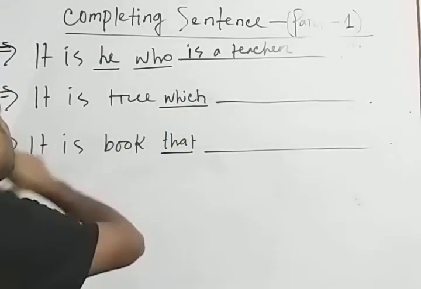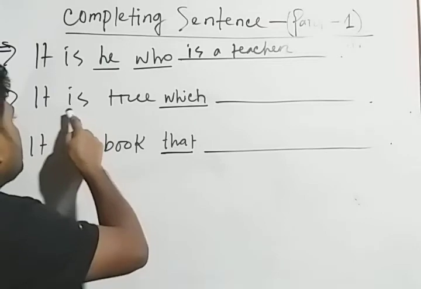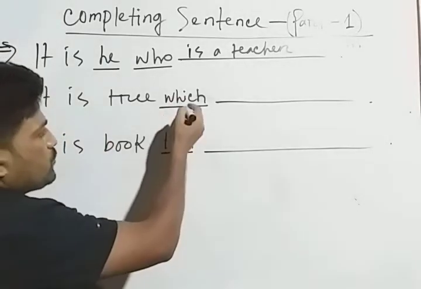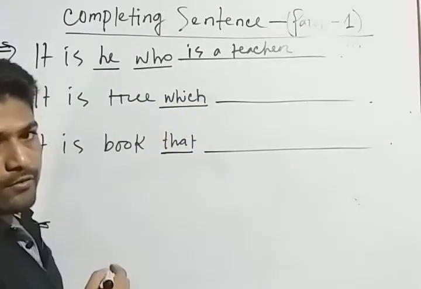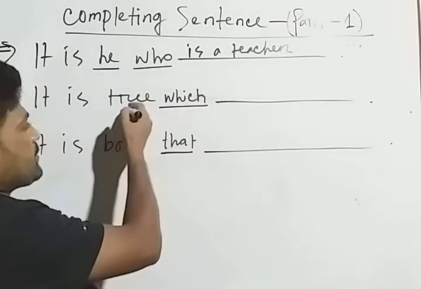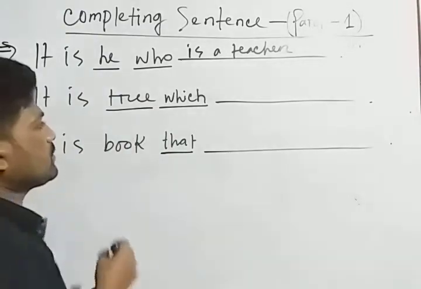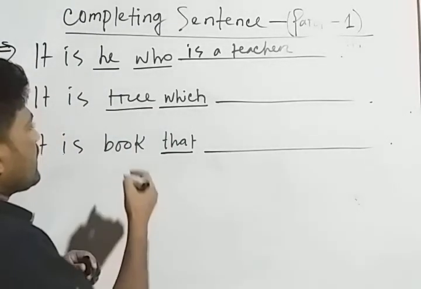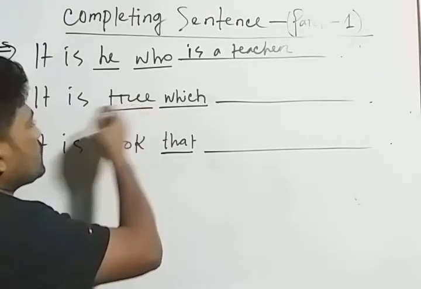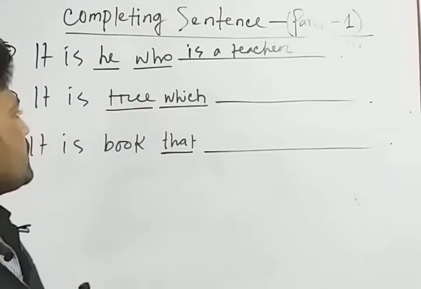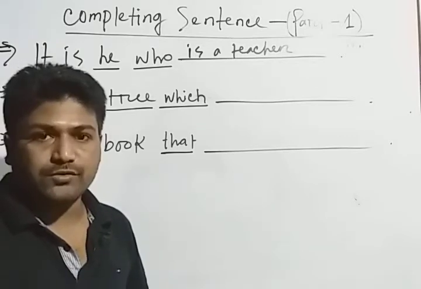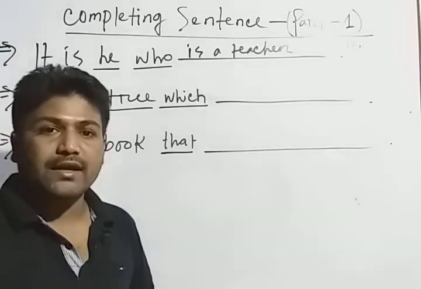And example number 2, it is tree which. Look at example number 2. There is which. This is a relative pronoun. Before the relative pronoun there is a noun. So how can we complete this type of sentence? You must use tree, and using tree you have to make any kind of sentence. Dear learners and viewers, using tree we can make many kinds of sentences.